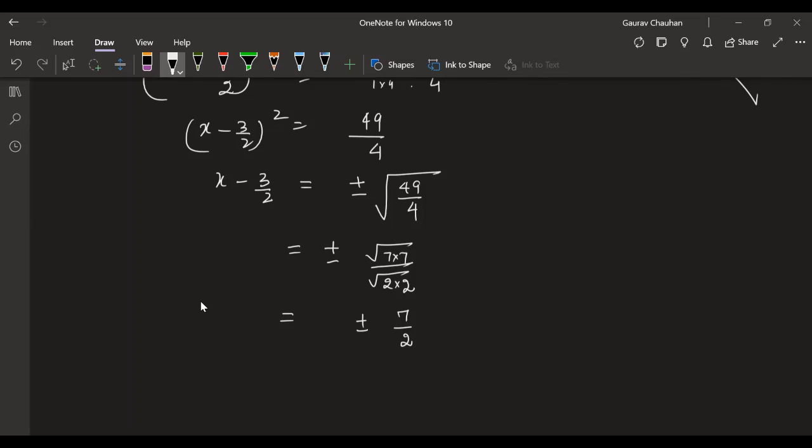Now left side, what do I have? I still have x minus 3 by 2. I still have x minus 3 by 2. Now, once you have simplified this side to a single simpler number having plus minus in front of it, now you take 3 by 2 to that side. So x is equal to 3 by 2 plus minus 7 by 2.